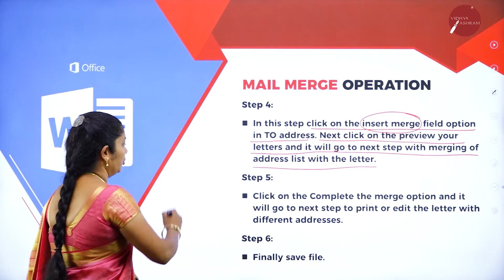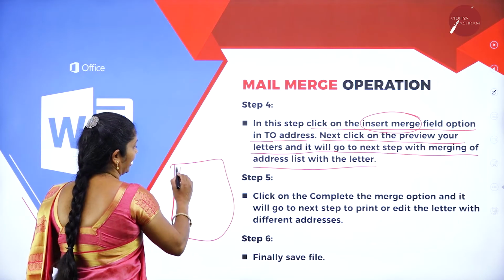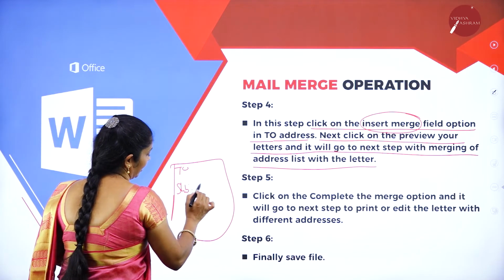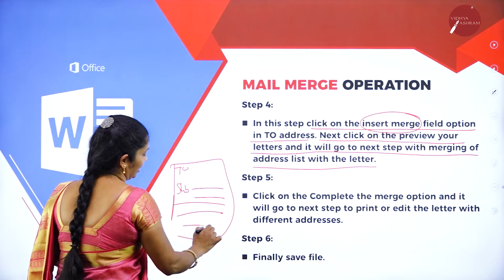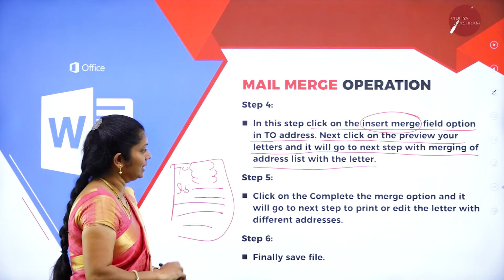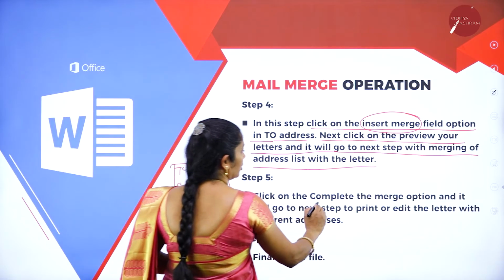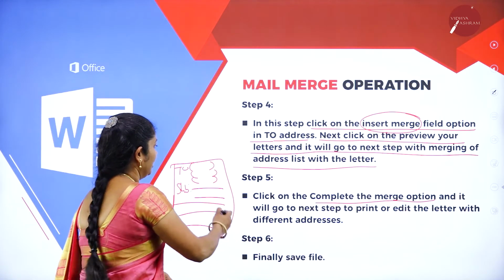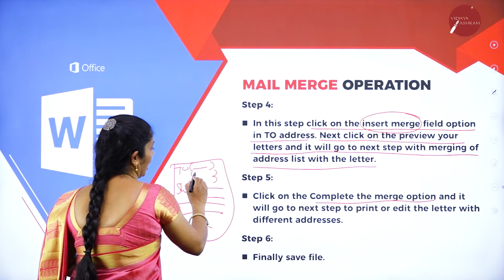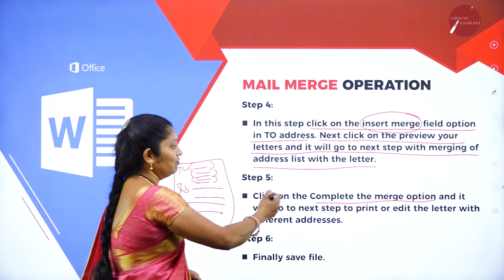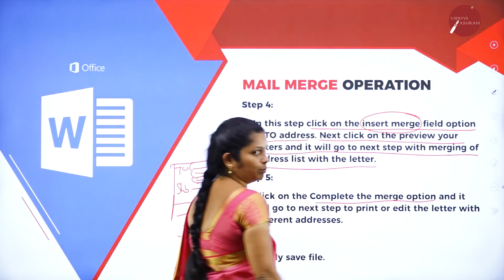Then in the main document, we have created the entire thing here. Subject also we have written, matter also we have written, everything we have done. Only here, one by one, you have to insert all the fields. Click on the complete merge option after that. After inserting all the fields, name, address, street, city, pin code, phone number, everything, then finally click on the merge option.